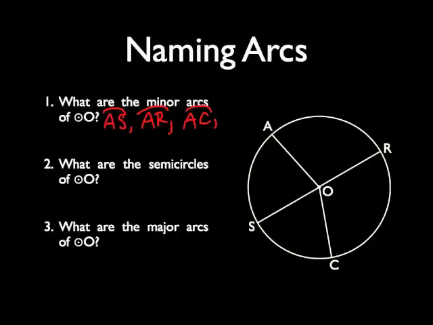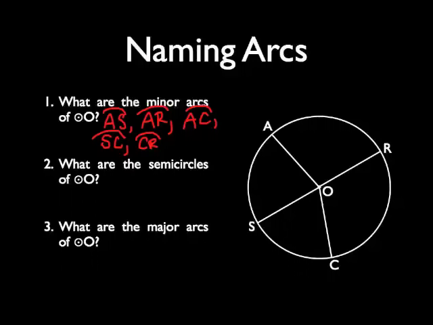So if I look at point S, the only minor arc that I haven't already named from point S is arc SC. And then if I move to point C, you'll notice that we have arc CR here. Those are the only minor arcs in this figure.